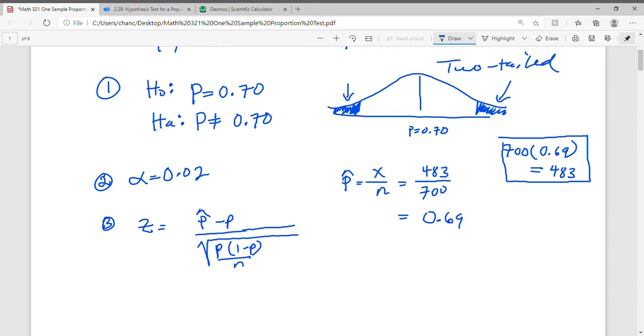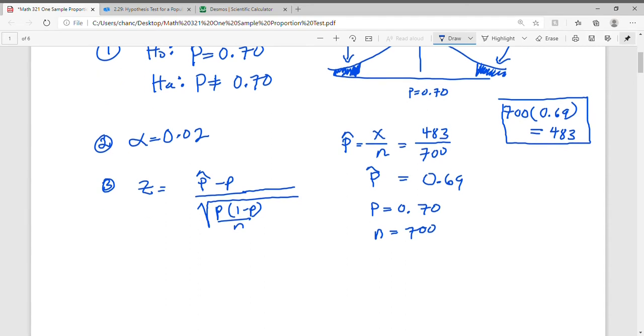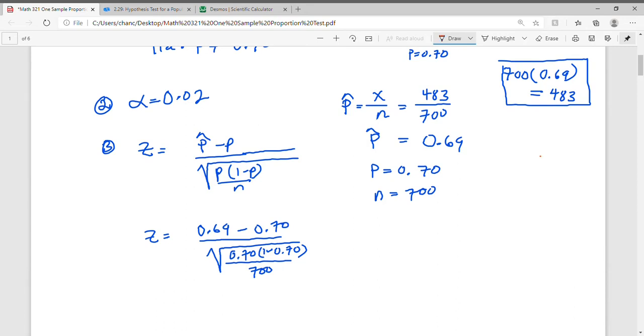Now we have everything that we need. We know p hat is 0.69 and we know p is 0.70, and that's from the problem. Our sample size is 700. So let's plug it into our formula. We have z equals p hat, which is 0.69, minus 0.70, divided by the square root of 0.70 times 1 minus 0.70, and we're going to divide that by our 700. Now let's enter this on our calculator. A good tip to remember is to use parentheses for the numerator, so the calculator can do the top and then divide by the bottom.